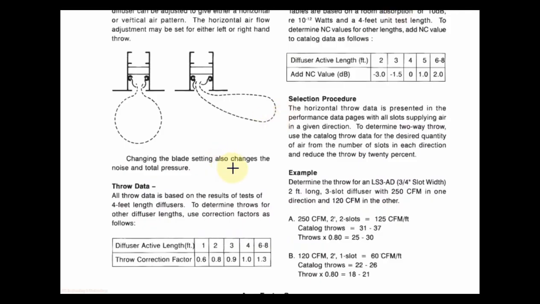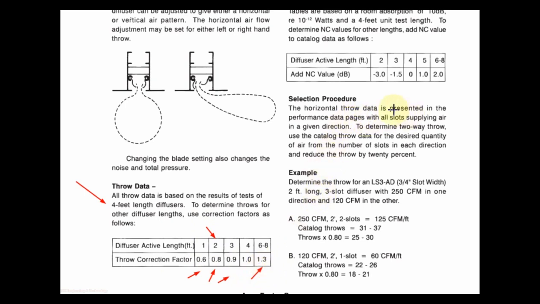All throw data in this performance sheet are based on 4 feet length of slot diffuser. If we need to select a different length than 4 feet, we need to multiply the value in the performance sheet by 0.6 if we need 1 foot length. If we need 2 feet length of slot diffuser, then we multiply the throw in the table by 0.8. For 3 feet length by 0.9. And for length from 6 to 8 feet, we need to multiply the throw values by 1.3.